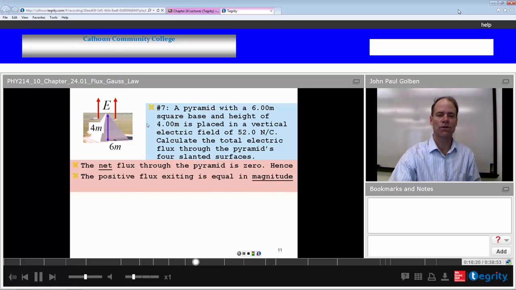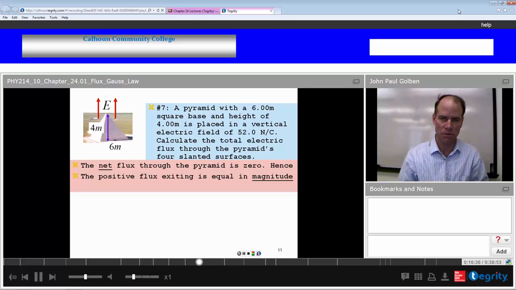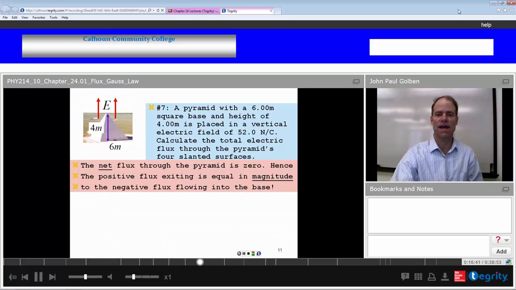What we're going to use, though, is the fact that the net flux to this pyramid should be 0. So whatever's coming in through the base is coming out through the 4 slanted sides. Hence the magnitude of the flux going in through the base is equal to the magnitude of the flux coming out through the 4 top sides. The positive flux exiting should be equal in magnitude to the negative flux entering the base, because the total flux would be 0.